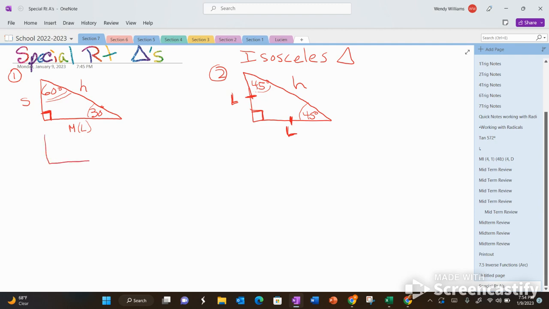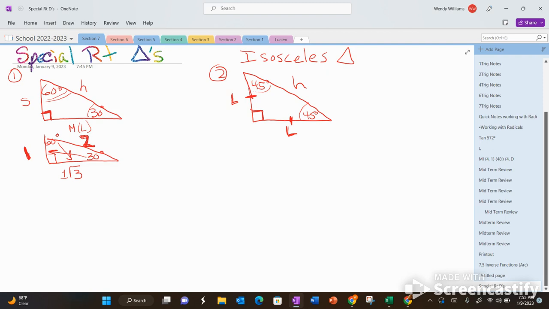We like to call this special relationship a 1, square root of 3, and 2 relationship, where 30 degrees is opposite the smallest, which is a relationship of 1. 60 degrees is opposite square root of 3, and the square root of 3 is a little bit bigger than 1, and the hypotenuse, which is the longest side of a triangle, is twice as big as the small.